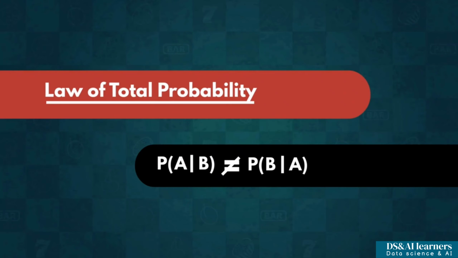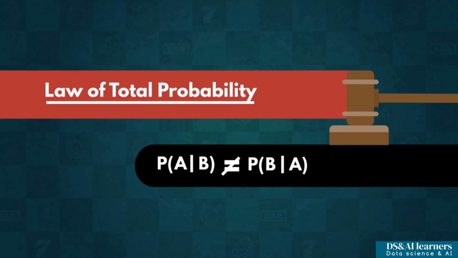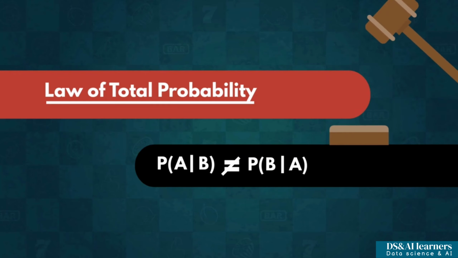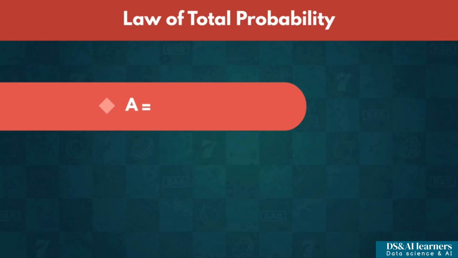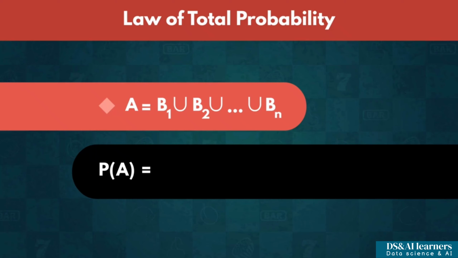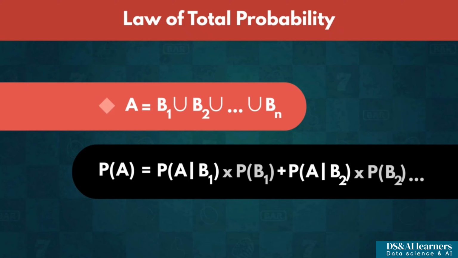Now that you understand the distinctions between the different conditional probabilities of two events, we can introduce an important concept: the law of total probability. Okay, imagine A is the union of some finitely many events, B1, B2, and so on. This law dictates that the probability of A is the sum of all the conditional probabilities of A, given some B, multiplied by the probability of the associated B.